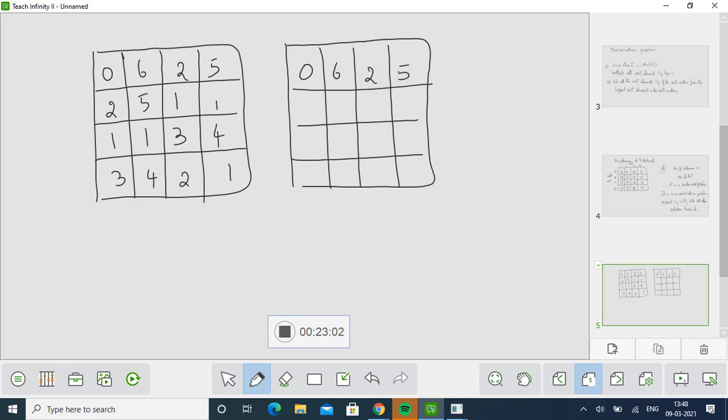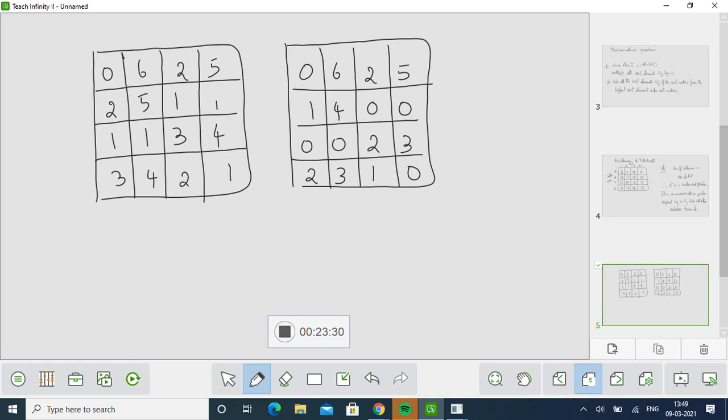Second row, 1 is the smallest. 2 minus 1 is 1. 5 minus 1 is 4. 1 minus 1 is 0. Then again 1 minus 1 is 0 here. Then 3 minus 1 is 2. 4 minus 1 is 3. Come to the last row. 3 minus 1 is 2. 3, 1 and 0. Now you see in every column there is a 0, but still degeneracy is not resolved.